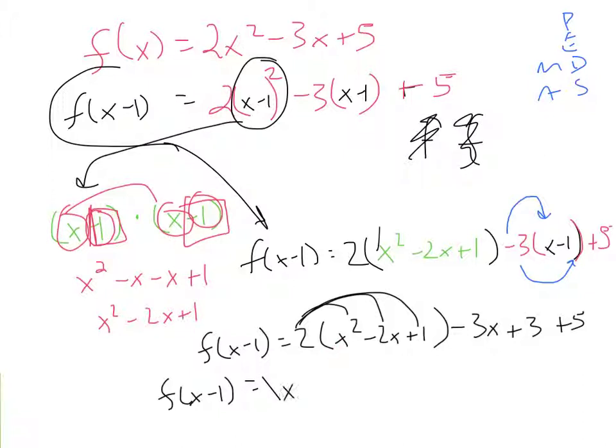Anyway, so f of x equals 2 times x squared, which is 2x squared. You should talk louder so you can hear yourself in the video. Alright. 2 times negative 2x is negative 4x. And then there is 2 times 1, which is positive 2. And you see how I keep making you say positive or negative? Because I want you to make sure it's clear, right? Okay, that's that part.